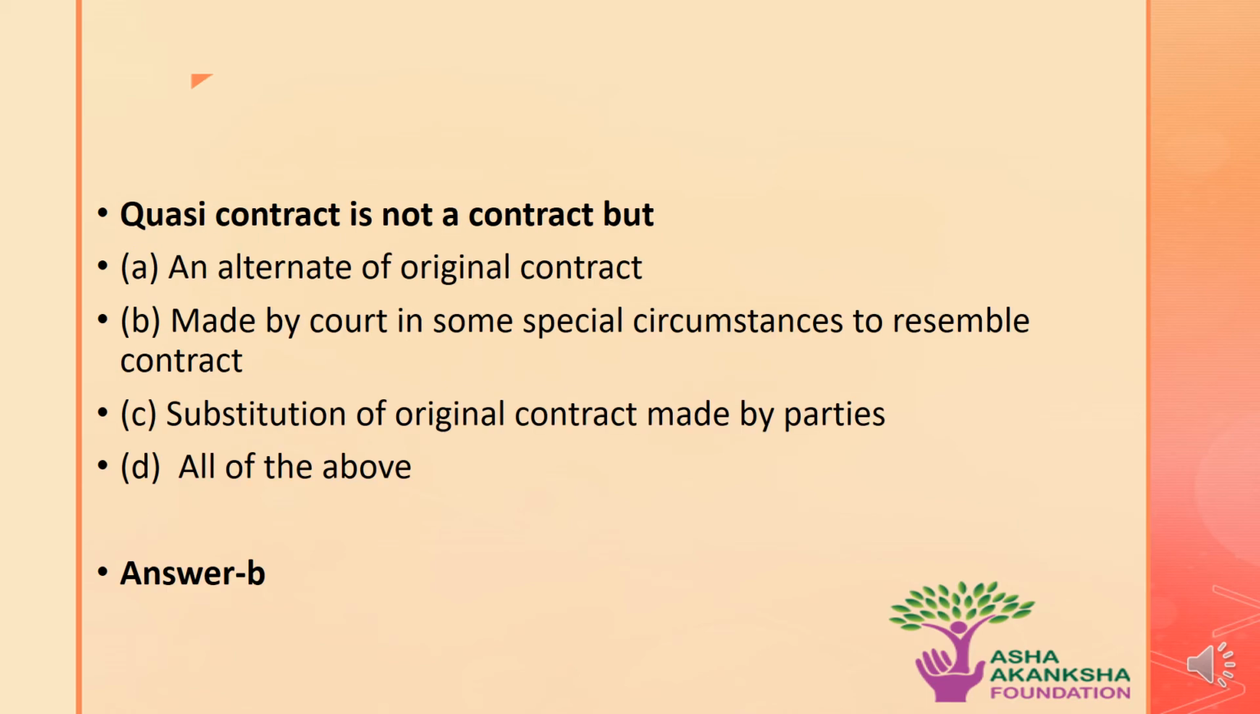The next question is: a quasi contract is not a contract but A. An alternate of original contract, B. Made by court in some special circumstances to resemble contract, C. Substitution of original contract made by parties, or D. All of the above. The correct answer to this question is option B. That is, a quasi contract is made by a court in some special circumstances to resemble an actual contract.